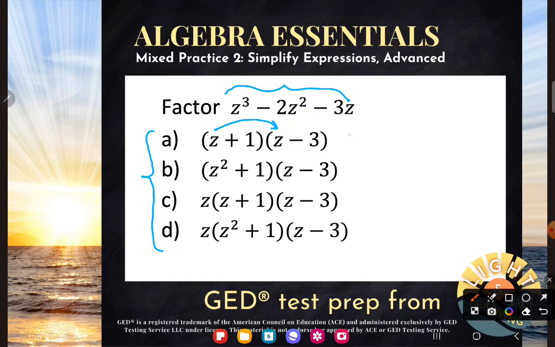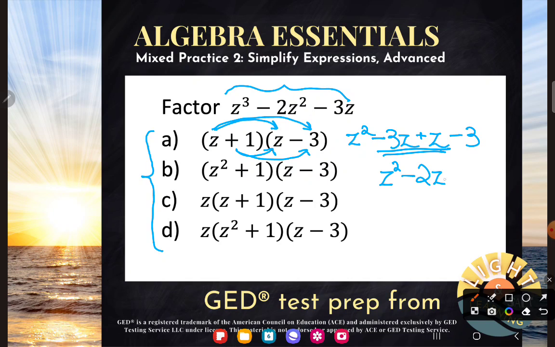Let's see. z times z is z squared. z times negative 3 is negative 3z. Positive 1 times z is plus z, or plus 1z. And positive 1 times negative 3 is negative 3. Combining these two like terms here in the middle, I get z squared minus 2z minus 3.